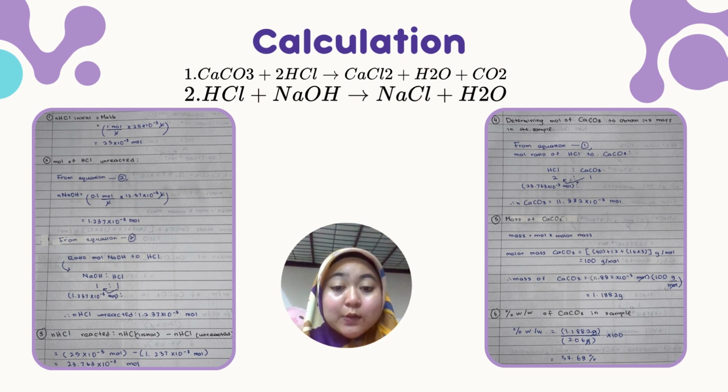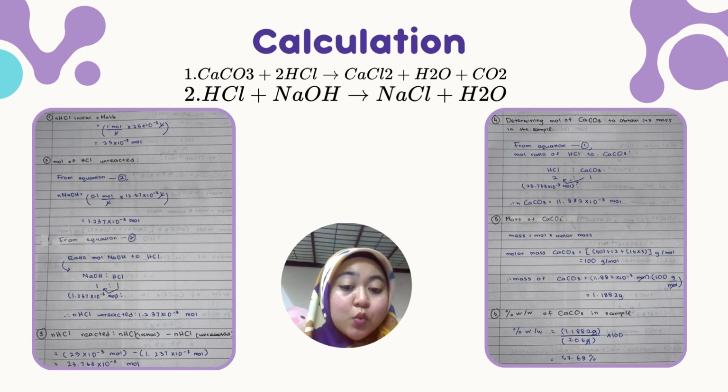Now, firstly, we need to find mole HCl initial. We use MAVA and we get 25 times 10 to the power of negative 3 mole. Next, we need to find mole of HCl unreacted. From the equation, we can find mole of NaOH. So we get 1.237 times 10 to the power of negative 3 mole.